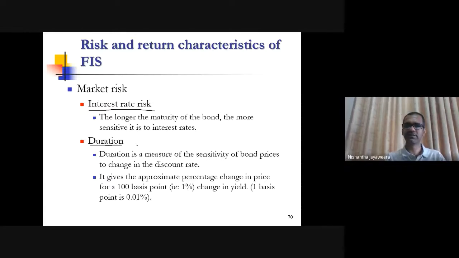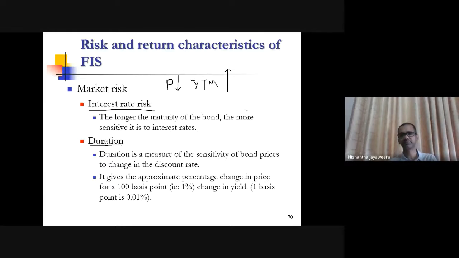Okay, first, what is interest rate risk? We learned that there's an inverse relationship between the price of a bond and the yield to maturity. Price decreases when yield to maturity increases. So what is the risk then? If interest rate increases, our price decreases. The value of your asset decreases. So that's the risk.